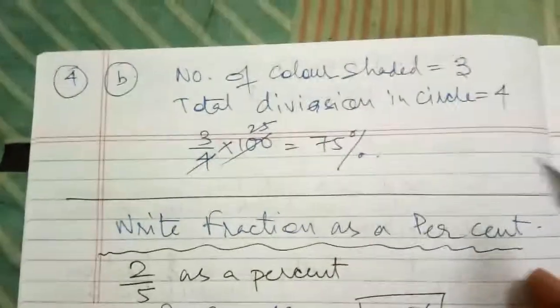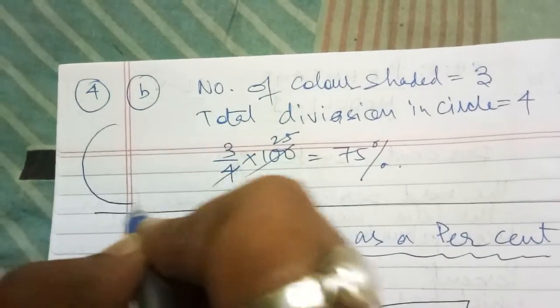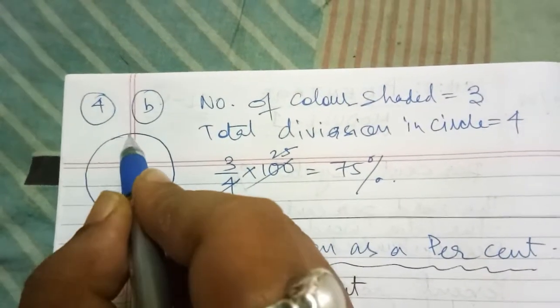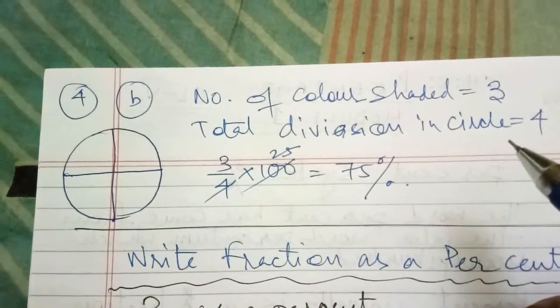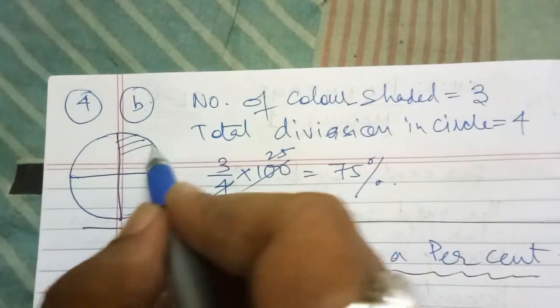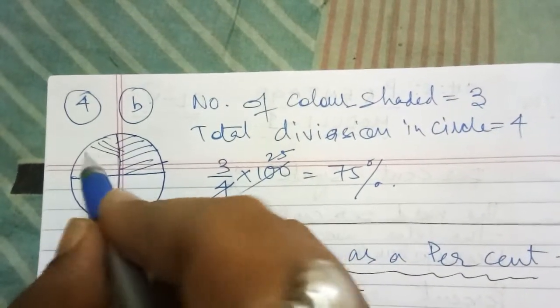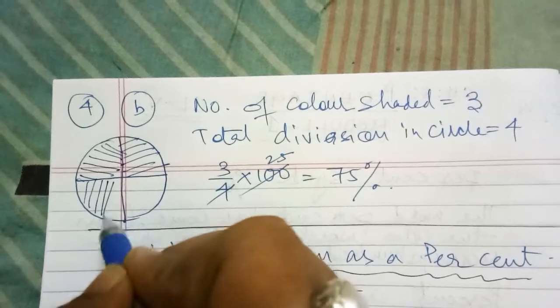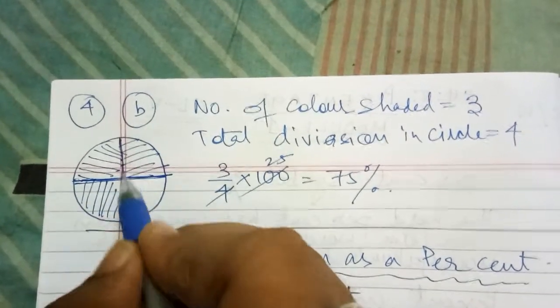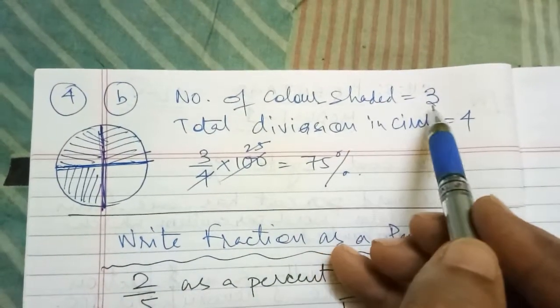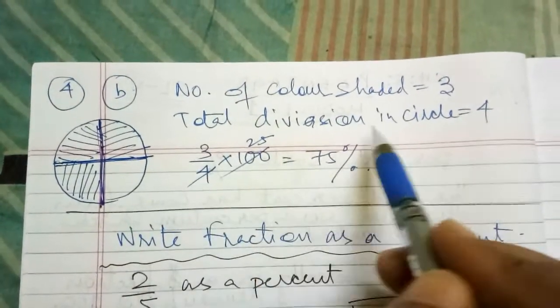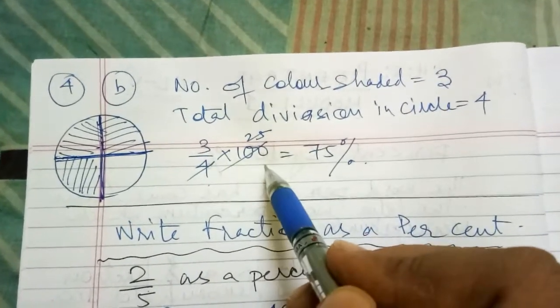Next, go for one question that is given in your book. One circle is given. The circle is divided into 4 parts, and it asks what percentage of the shaded portion is given. Now here, how many divisions are there? The total number of colored shaded parts is 3, and the total divisions in the circle is 4. Then 3 by 4 into 100 I have written.